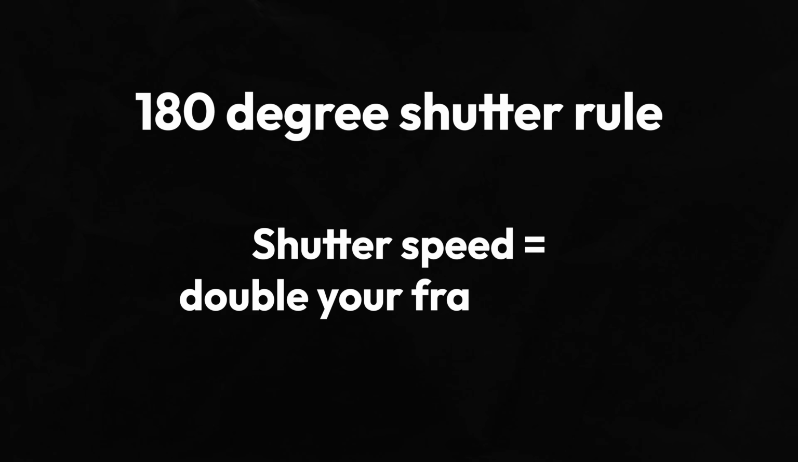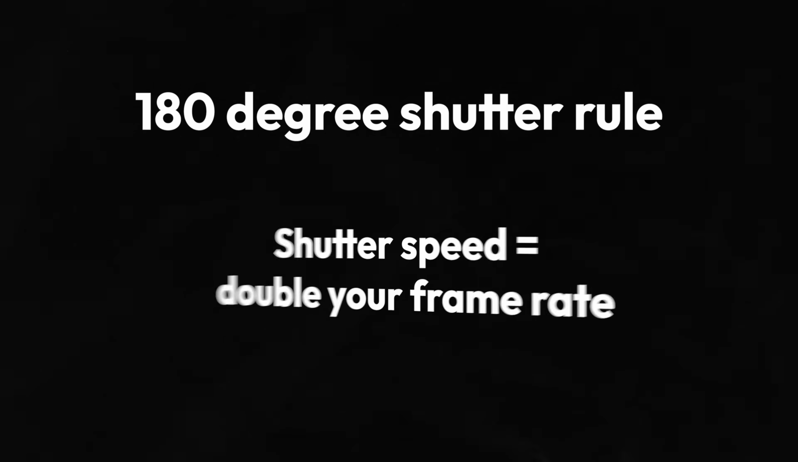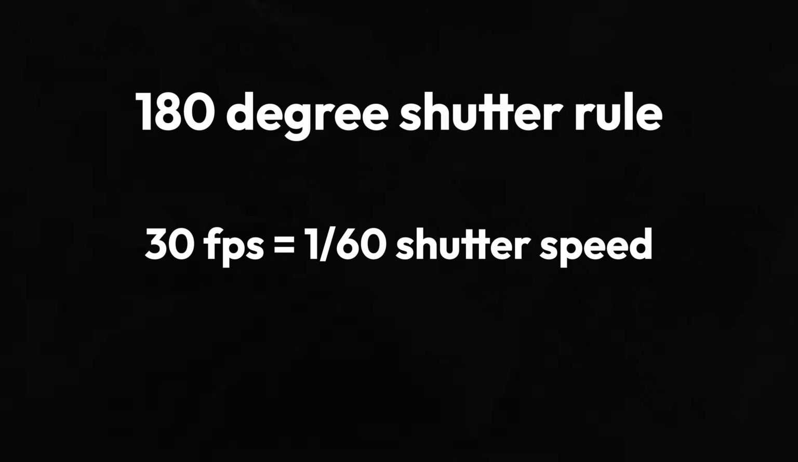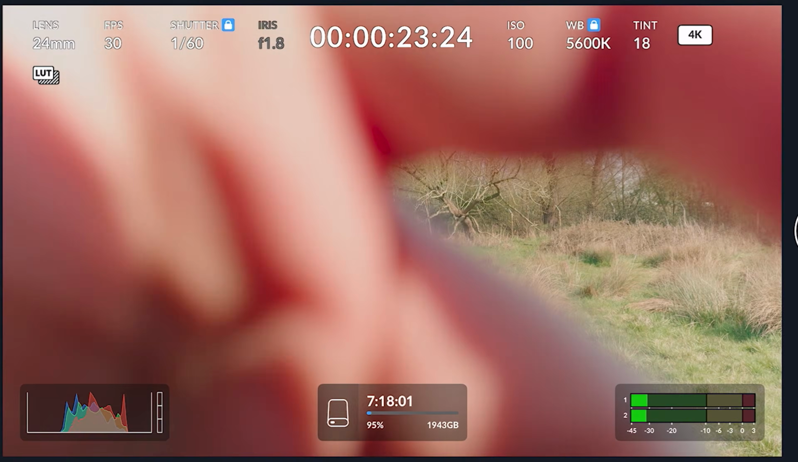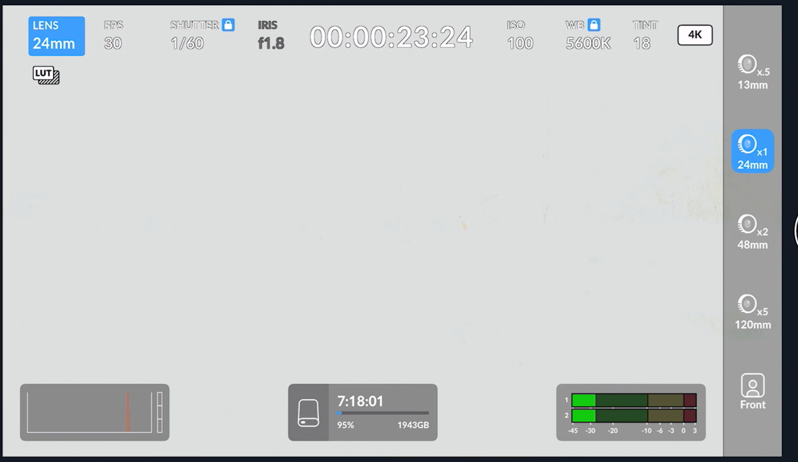On a bright sunny day, if you follow the 180-degree rule, which is essentially your shutter speed is double your frame rate, so let's say you're shooting at 30 FPS, your shutter speed should be 1/60. If you're shooting at 24 FPS, your shutter speed should be 1/48. If you follow that rule, you will get an overexposed image.